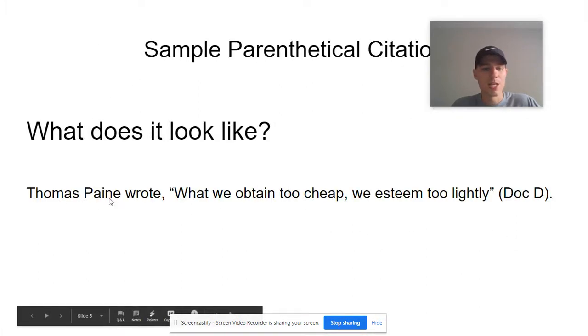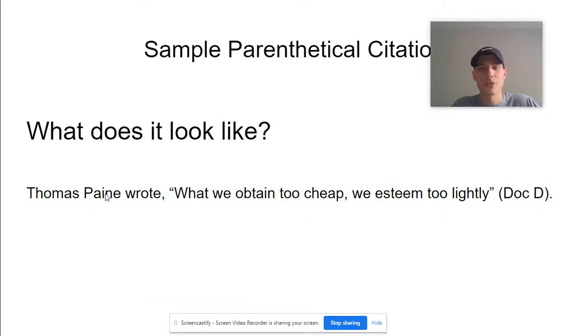Again, Thomas Paine wrote... you should always have an introduction. You should never just throw a quote out there. It can be "Thomas Paine wrote," "according to Thomas Paine," or "in one of Thomas Paine's pieces of work he said," and then you have a comma here to start your quote: "What we obtain too cheap, we esteem too lightly." And then here's what I was talking about, the parentheses with the documentation or citation inside of the period, so that we know that this all goes together. You put the period outside of that parenthetical citation.